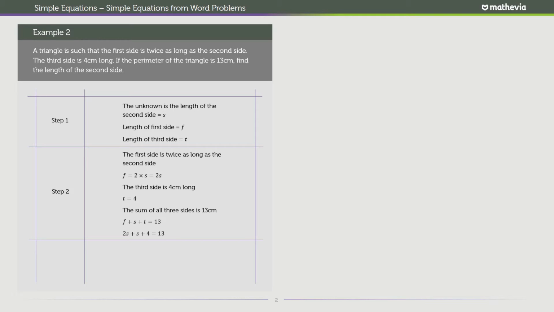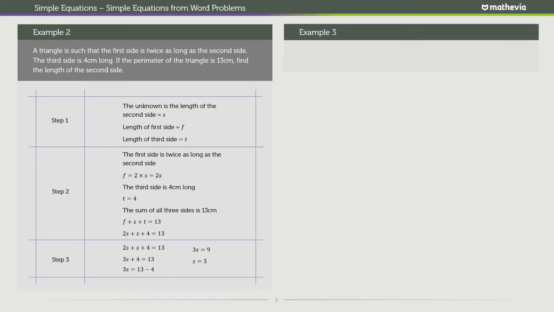We have a single variable and we're looking to solve for that single unknown, which is S. We have 2S plus S plus 4 equals 13. When you add the 2S and S together, we have 3S, so 3S plus 4 equals 13. We'll bring 4 over to the right, and it becomes minus 4. So 3S equals 13 minus 4, 3S equals 9. Divide both sides by 3, and you have that S equals 3. Simple.